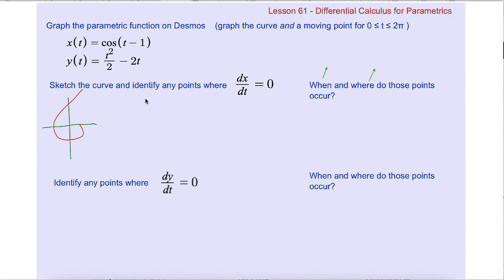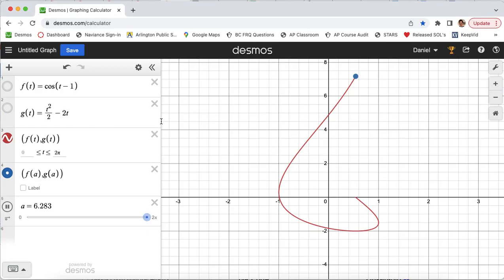Well, what does it mean when dx/dt equals 0? The horizontal rate of change is 0. It means for one split second, for one instant, the graph is neither moving to the left or to the right. Look and see where that happens. I'm going to slow this down a lot so we can talk about it as it happens.